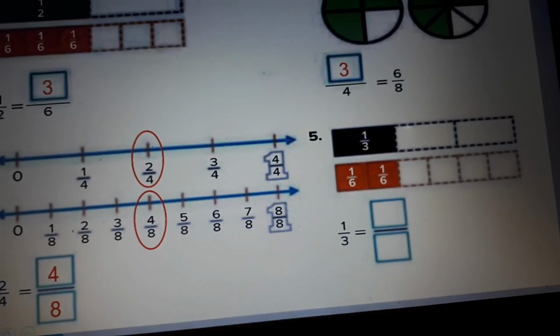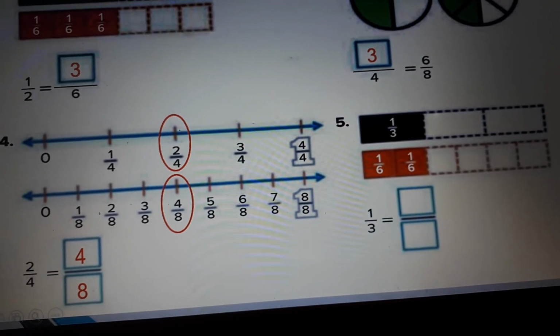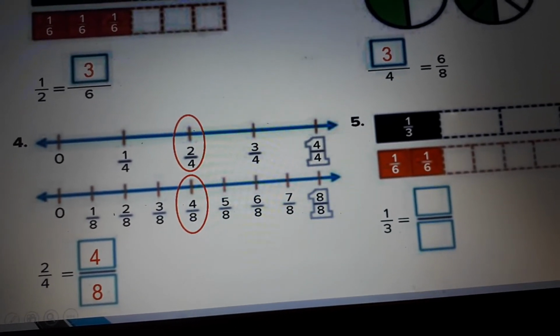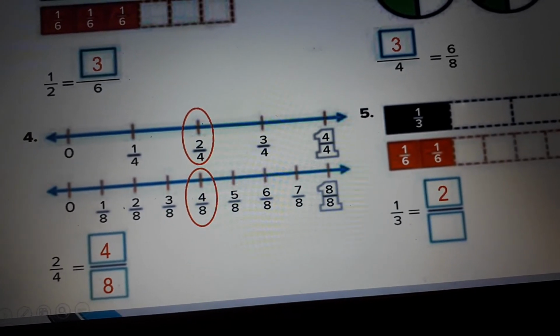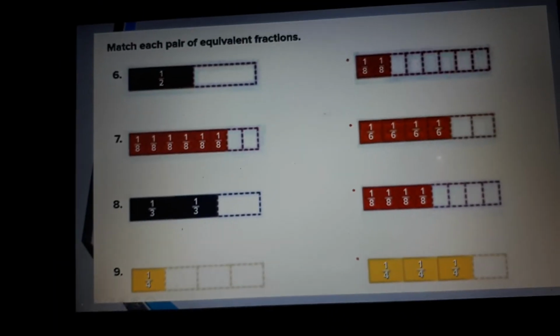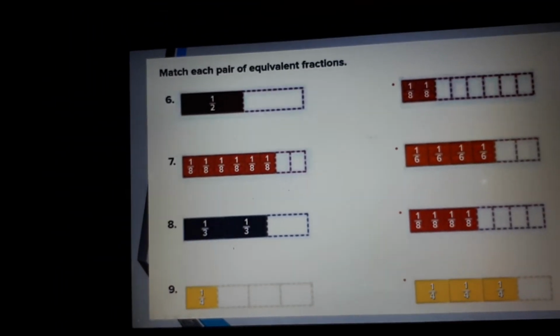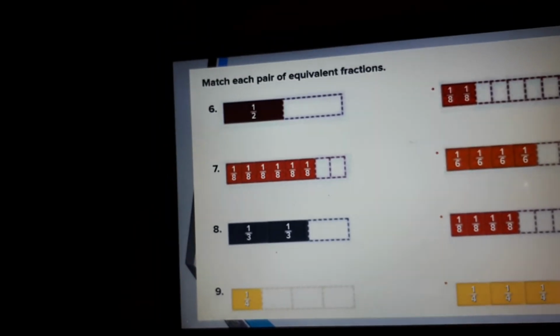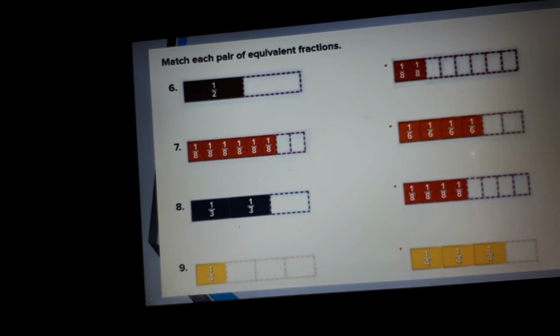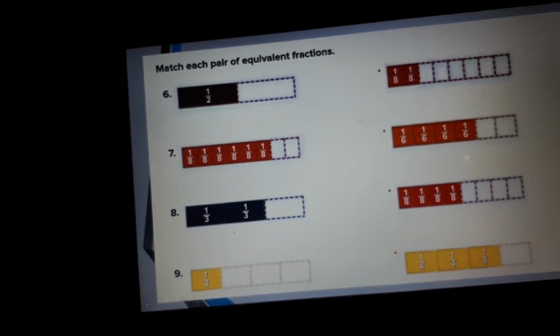Look at the second one, which is number 5. 1 over 3 is equal to how many? Yes, it's 2 over 6. Great job. Now look at this one. This one we will take a bit of time. We will match. How will you know? Just use your eyes, your brain, and let's start counting.